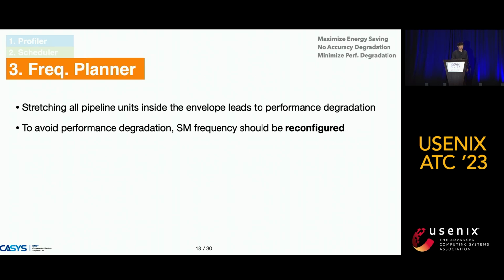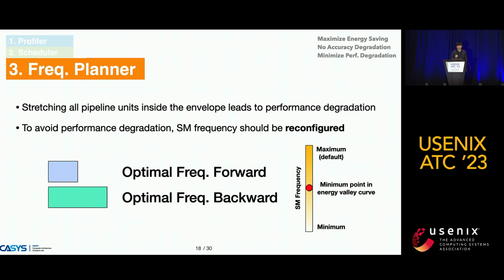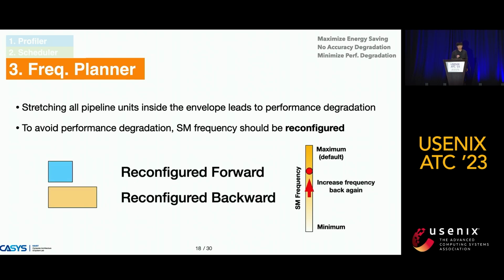Frequency planner comes to rescue. Since naively stretching all pipeline units inside the envelope leads to performance degradation, the SM frequency should be reconfigured on some pipeline units to minimize performance degradation. From the maximum default frequency, we stretched all pipeline units inside the envelope to the minimum point in the energy valley curve. And we should reconfigure the frequency on the changed critical path to minimize performance degradation.